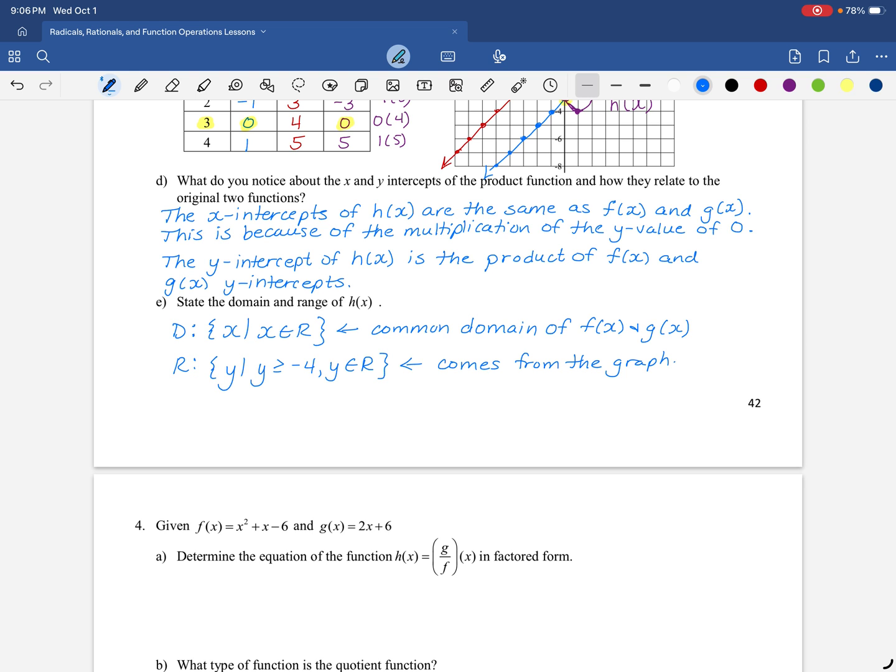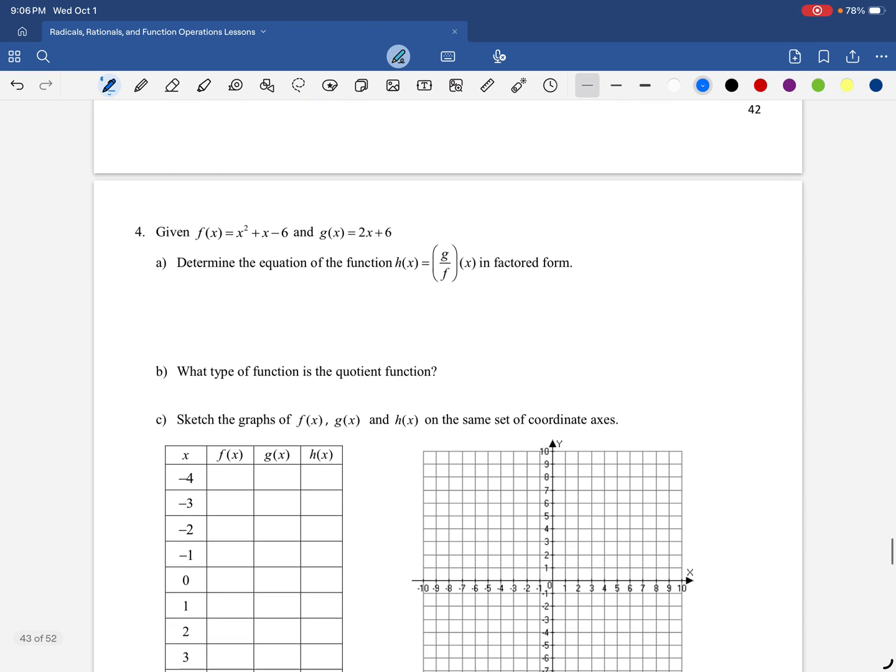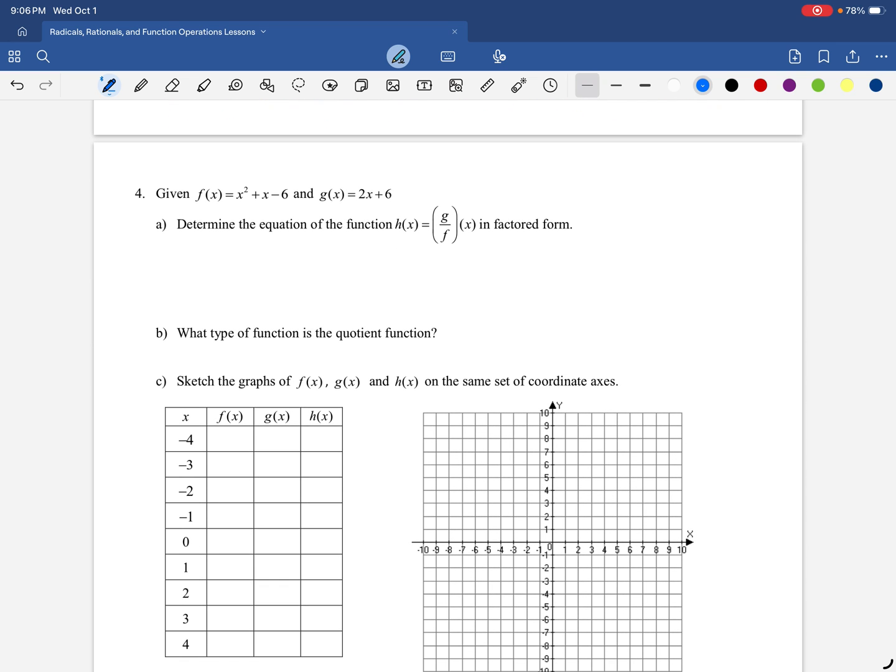Now on the next page, question 4, we're going to take a look at a quotient example. So this one gives you function f. Function f is given as a quadratic. Function g is given as a linear. We're now going to come up with the quotient function h, g divided by f. Okay, so here we go. So what is h of x? H of x is going to be function g, which is this 2x plus 6, and we're going to divide it by function f, which is x squared plus x minus 6.